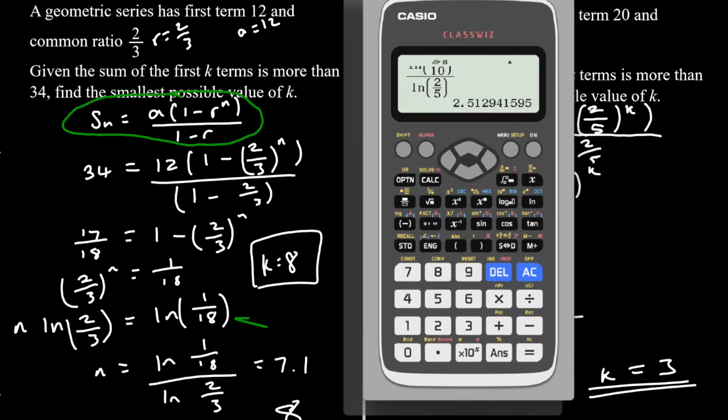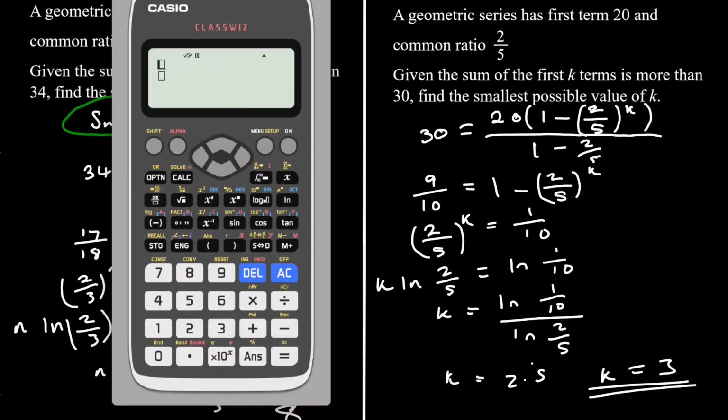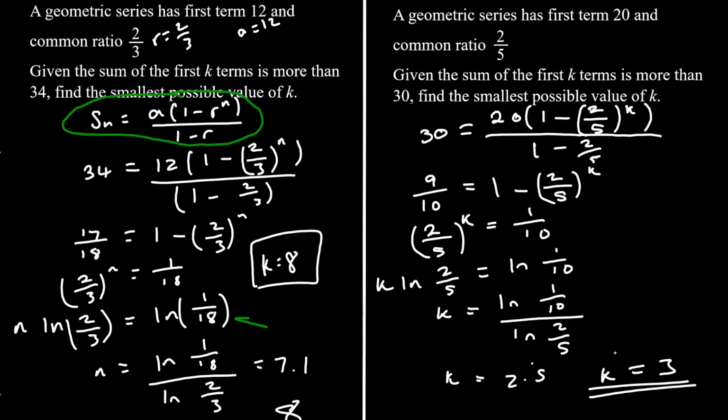And we can check our answer. So we can say 20 times 1 minus 2 fifths to the power of 3 over 1 minus 2 fifths. We can see that is 31. If we change the 3 to the 2, we can see it's lower than 30, it's 28. So k is 3.